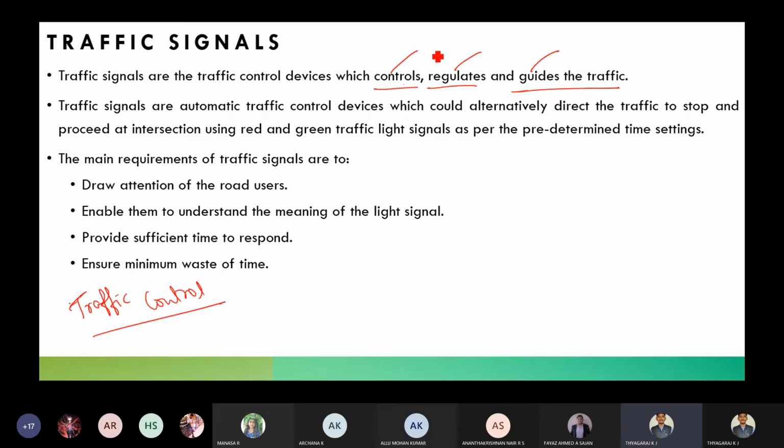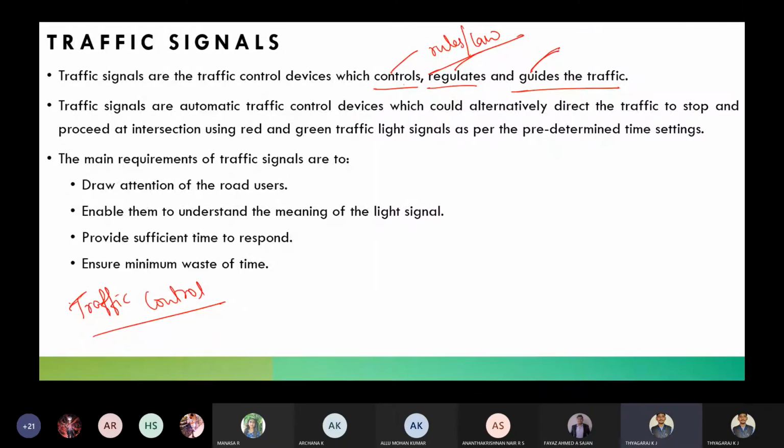Regulating means rules and regulations. Rules are laws. By adopting some rules and laws which regulate the movement of traffic, that is what we call regulation. And guiding the traffic means using traffic signboards, that is, how to move on the road, which we are going to see.